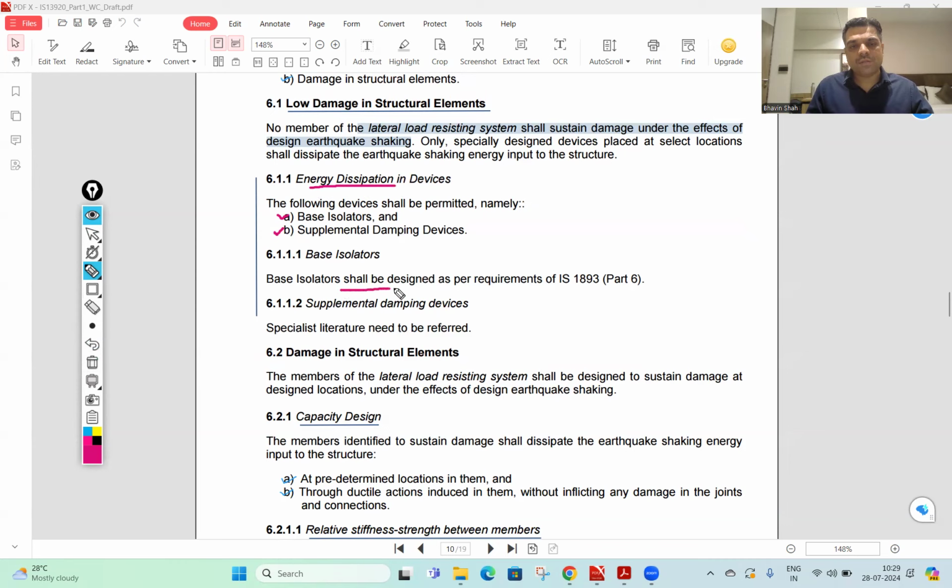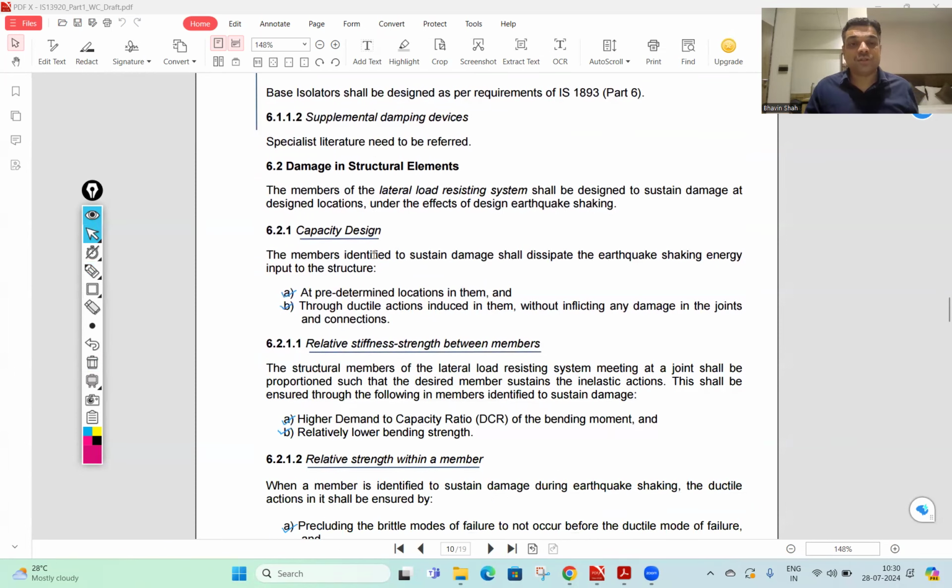Base isolator shall be designed as per requirements of IS 1893 part 6. And for a supplemental damping device, of course, we need to refer to specialist literature. Generally, we will be doing this, which is damage in the structural elements.